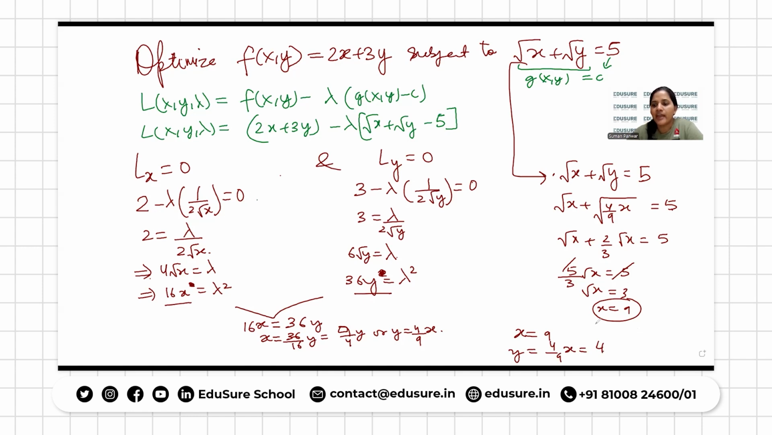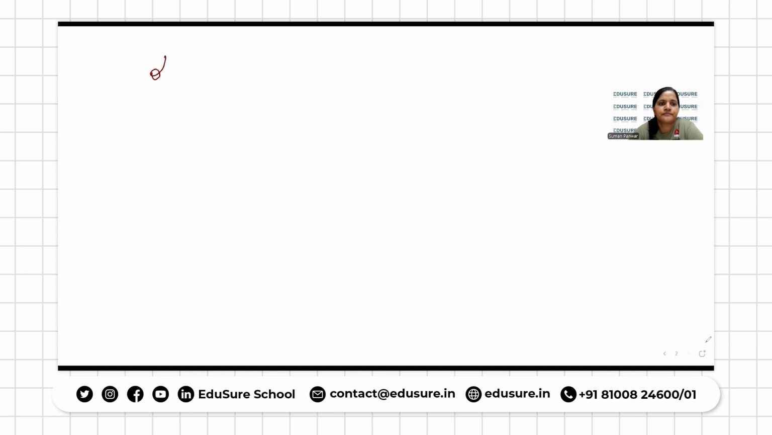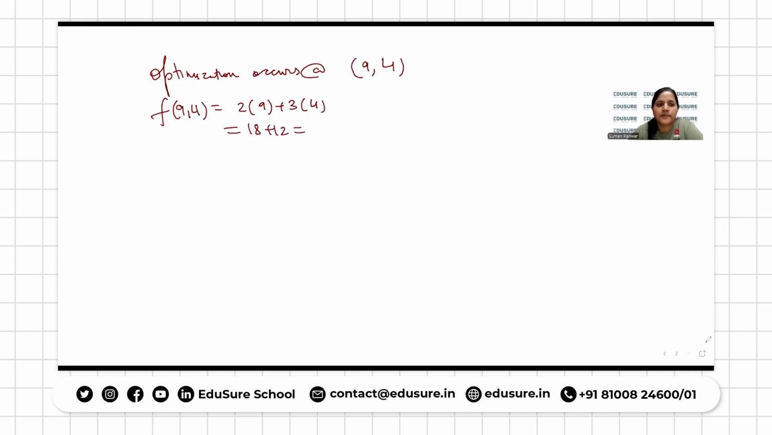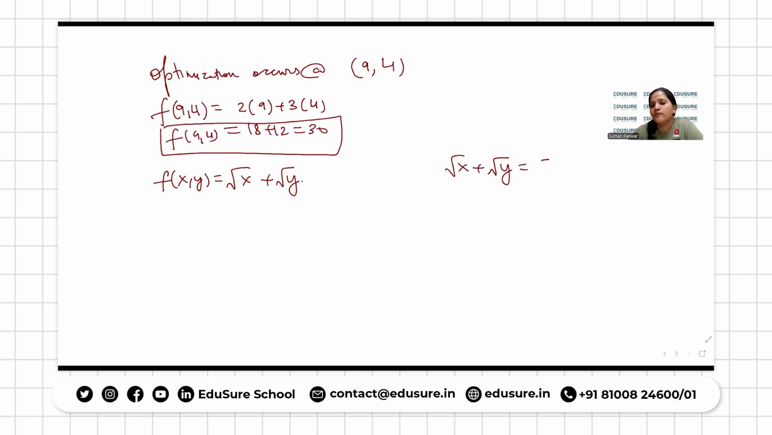So basically, we have a point. Optimization occurs at (9, 4). So f of (9, 4) is 2 times 9 plus 3 times 4, which is 18 plus 12 equals 30. So this is our optimum value. Also note that the constraint is root x plus root y equals 5.